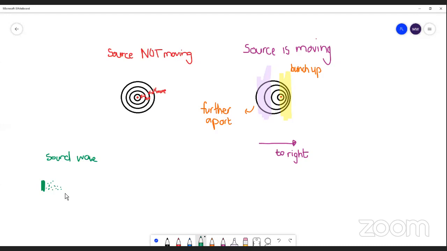No, Carlos, we are doing the Doppler effect, but I'm just recapping on what a sound wave is.